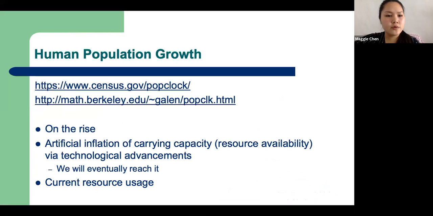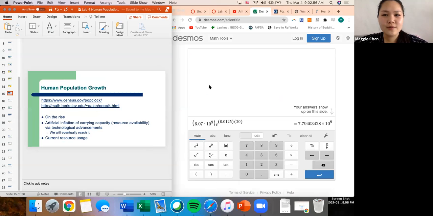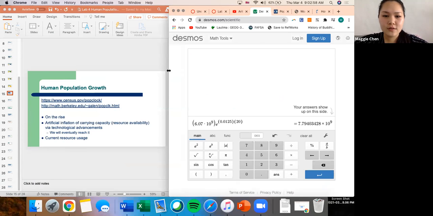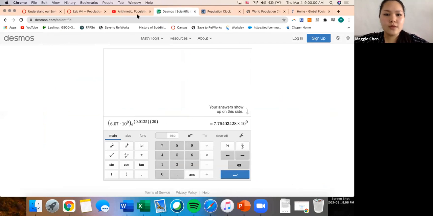Now, I'm going to show you the human population growth. More specifically, there are population clocks online that you can look at. One of them is using data from the US Census, and the other one is using equations, like an online calculator, to look at your population clock. So if I was going to show you that, we have this.